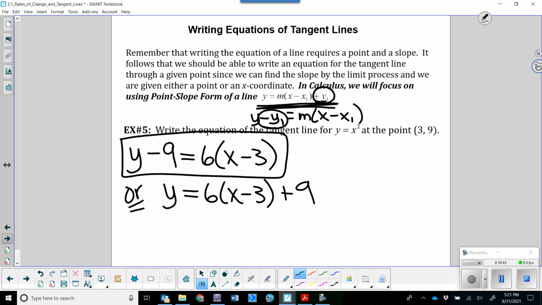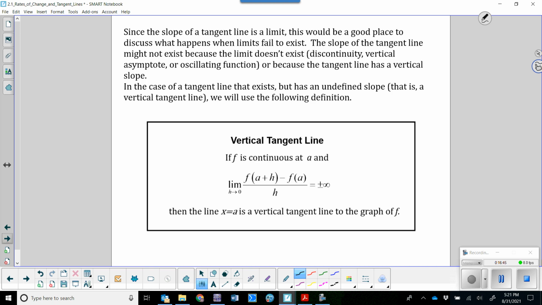Okay, so let's talk about vertical tangent lines. So the problem with a vertical tangent line is the slope doesn't exist, because if you have a vertical tangent line, it's straight up and down, it's vertical, so the slope does not exist. It's undefined. There's no definition for the slope there. Well, we will know that we have a vertical tangent line if we do the limit, we try to find the slope, and we get plus or minus infinity.